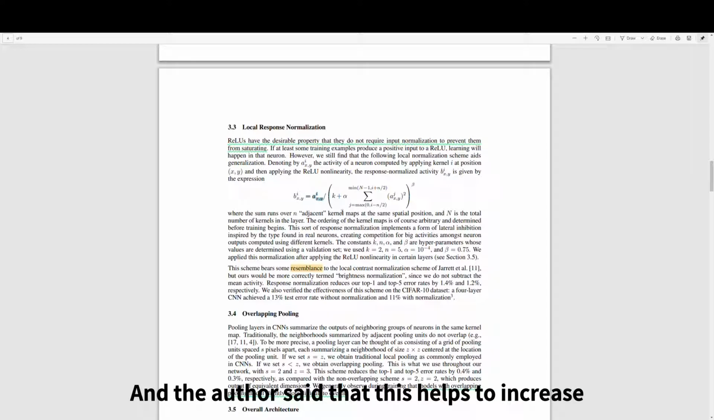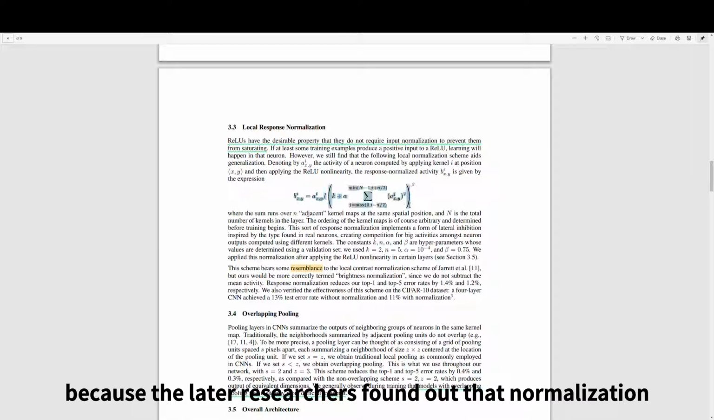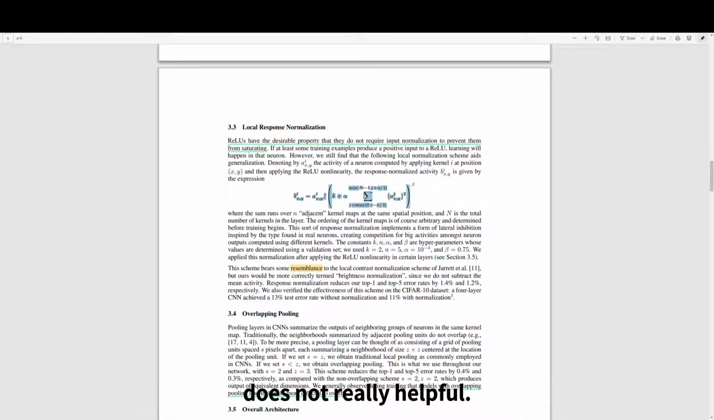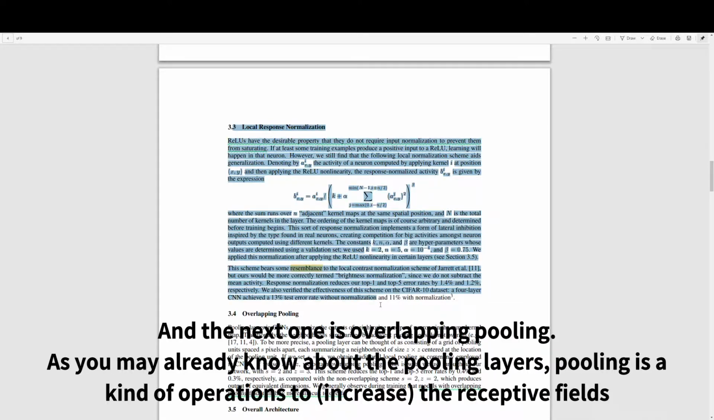The authors said that this helps to increase the accuracy of the model, but it is not used anymore, because later researchers found out that this normalization does not really help performance. So I'm going to just briefly mention this one and go to the next one.